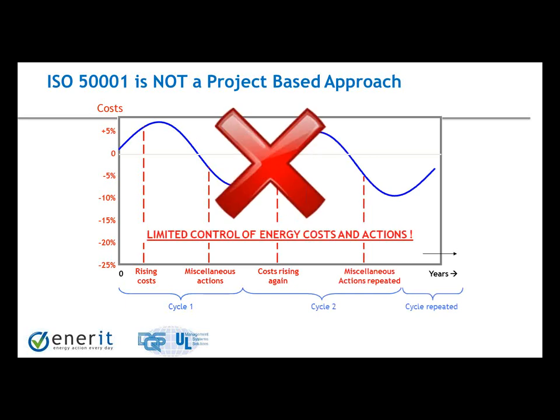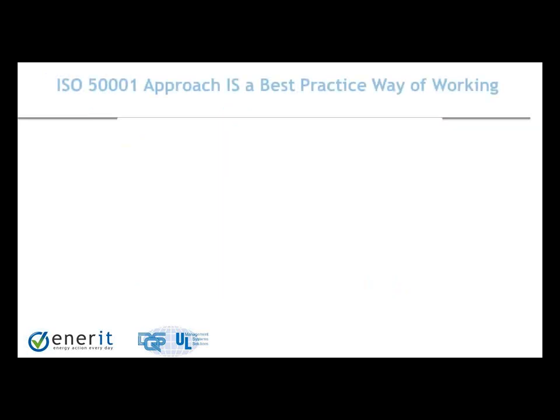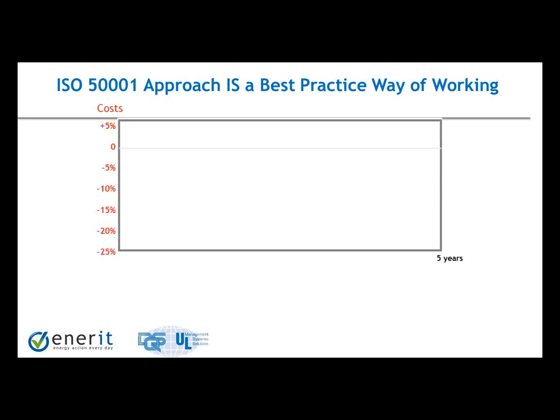Okay, and what we say is, you've limited control of energy costs and actions. You cannot predict your budgets for your energy going forward, and you don't know what actions are being effective or not. The ISO 50001 approach is a best practice way of working, and it really is becoming recognized as that throughout the world with the number of certifications and with the savings that are being achieved.